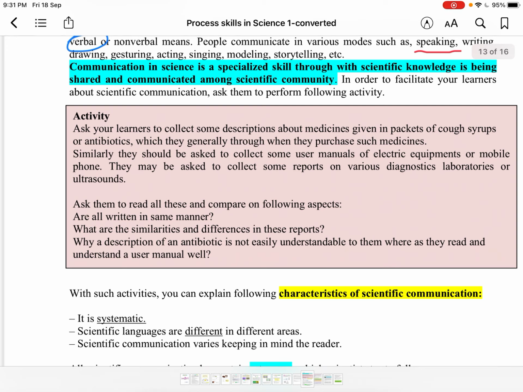Then we can ask certain questions for their reflection. Are all written in the same manner? All the information written on the cover of the cough syrup bottle, the user manual, and the diagnostic report. What type of communication have they done? Have they been written in the same manner or not? They have to find out. And if they say yes, it is similar, then what are the similarities? They have to find out in that report, and what are the differences, that also they can find out.